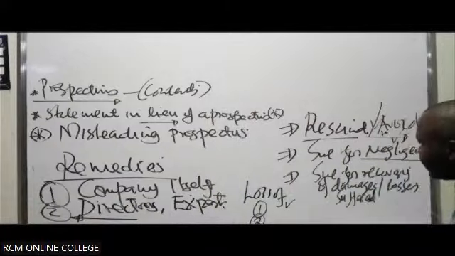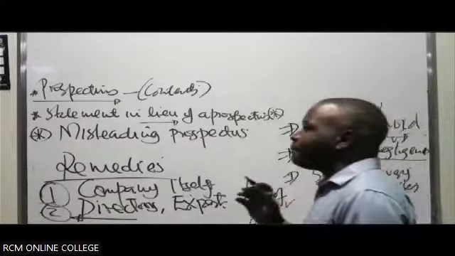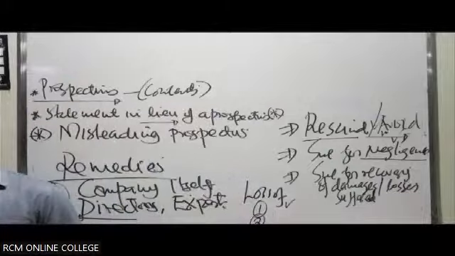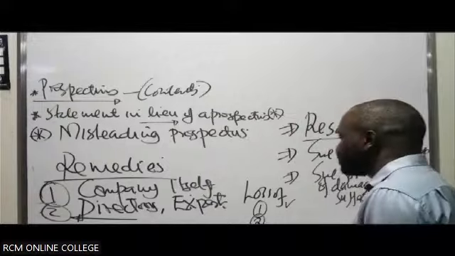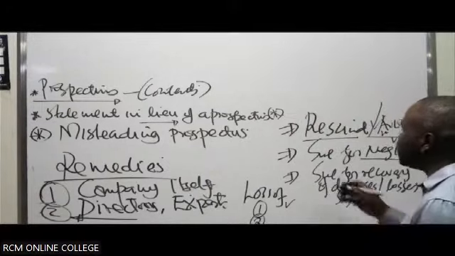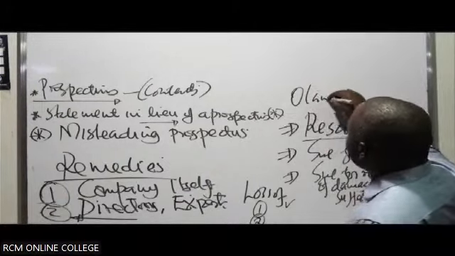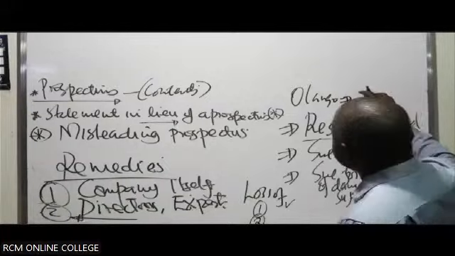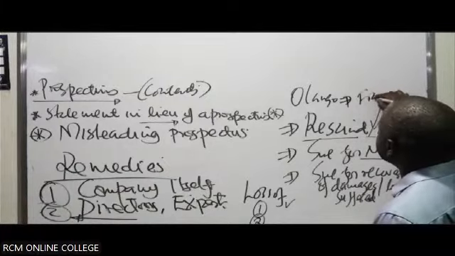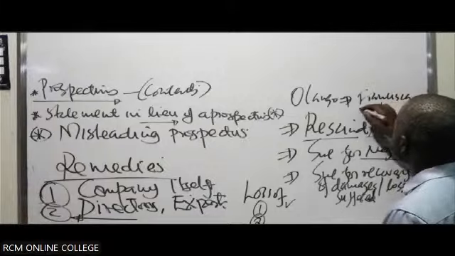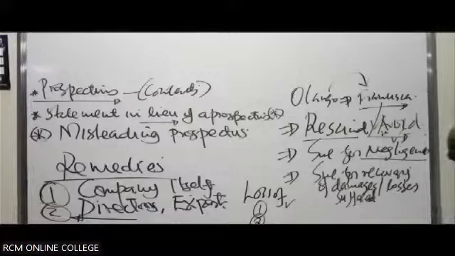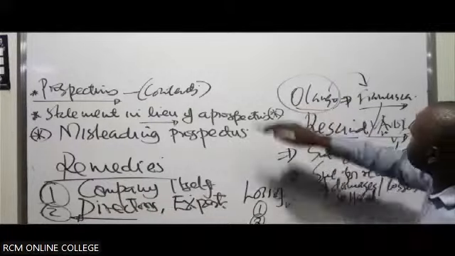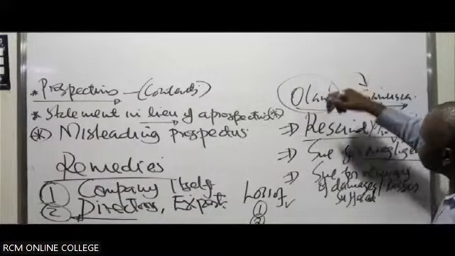Then, number three, where restitution in integrum is not possible. What that means is you cannot be returned back to the original position. Like in this case, Olango has already transferred his shares to Francisca. Francisca is one of the parties Olango sold the shares to. So in this case, Olango has already lost. He can't be returned back to the original position.